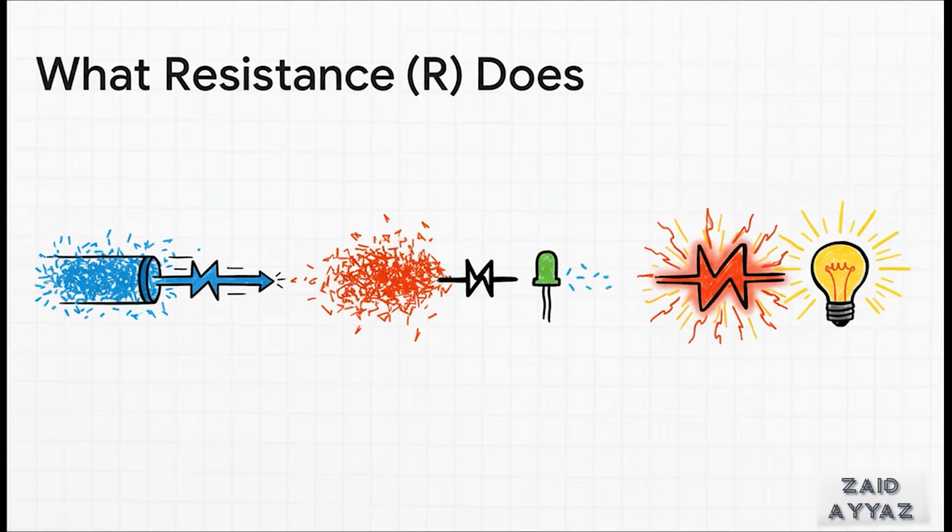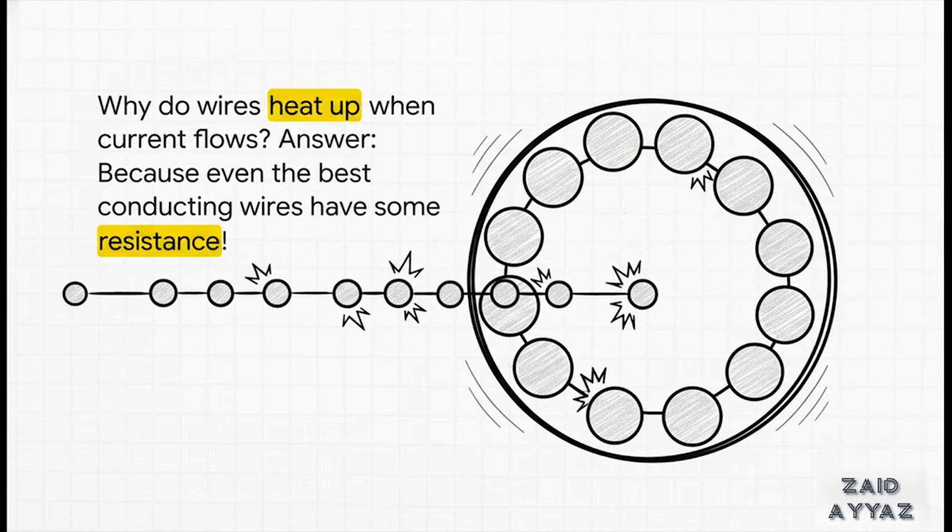It is the brake pedal in our circuit. We use it to control the flow, to make sure our components don't get fried, and even to do useful work. That heat from your toaster, that's resistance. The light from a light bulb, that's resistance too. And this is the perfect example. You know when your laptop charger feels a little warm? That's its own internal resistance at work, literally turning a tiny bit of that electrical energy into heat. It's a fundamental property of, well, everything.